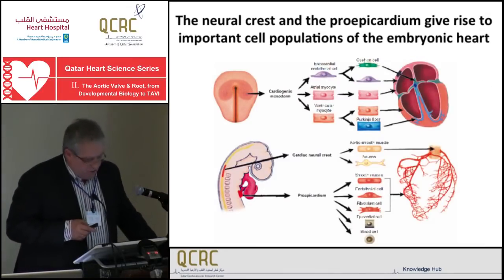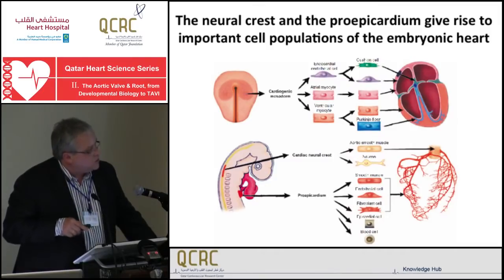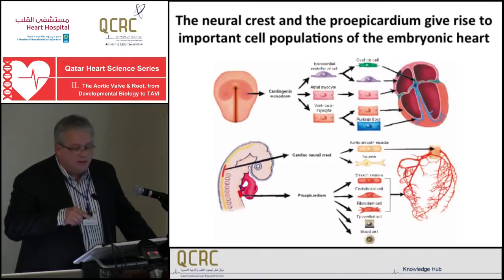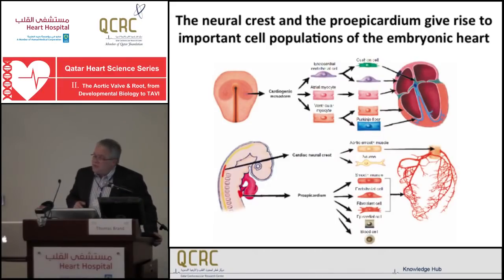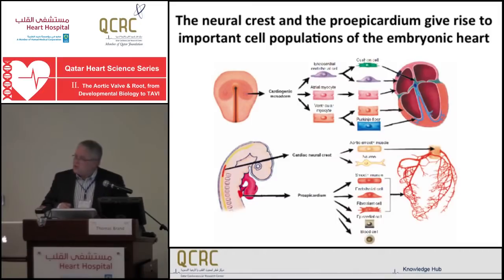So to clarify this further, we need to introduce you to this picture. On the one hand, we have the heart fields that are indicated in the beginning, which generate all the muscle cells and also the endocardial cells. But these are not the only cells that make up the mature heart. There are at least two additional cell populations.